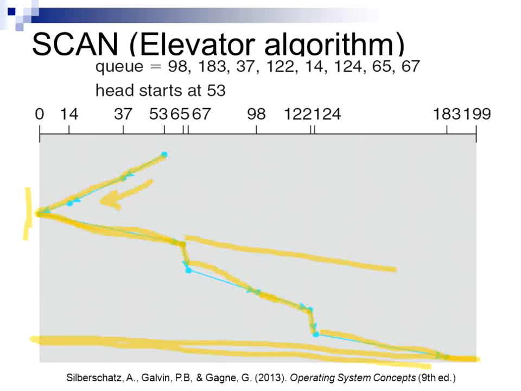So C-SCAN says, well, instead of doing that, since most of your cylinders now are going to be on the other side of the platter, when you get to one end, why not just go to the other end and start reading again?